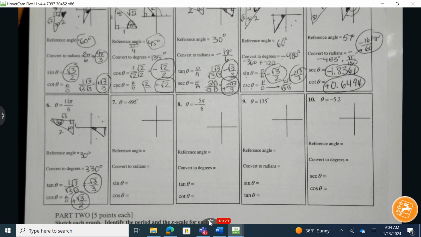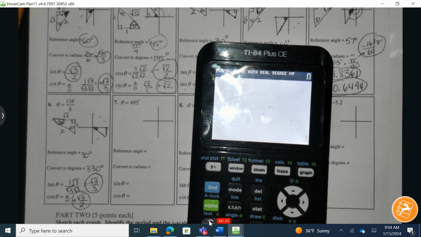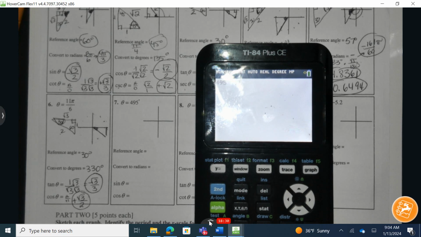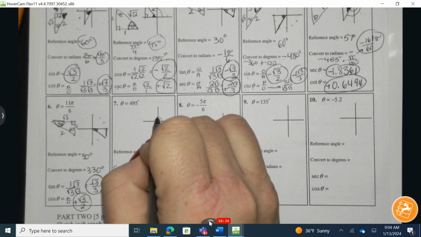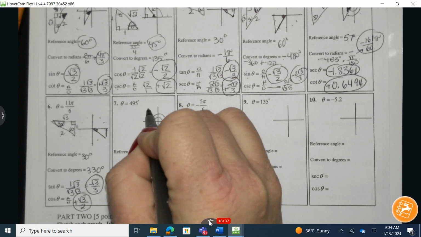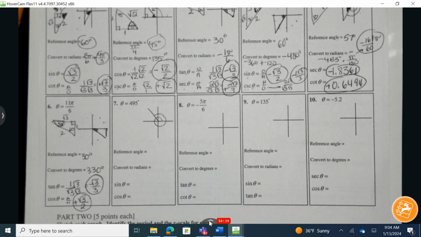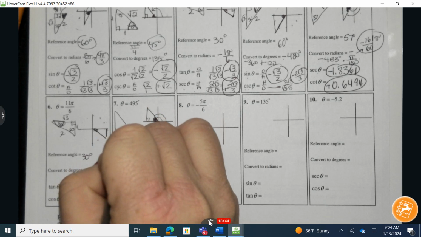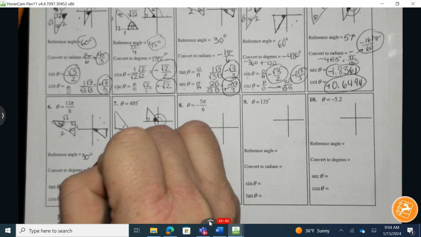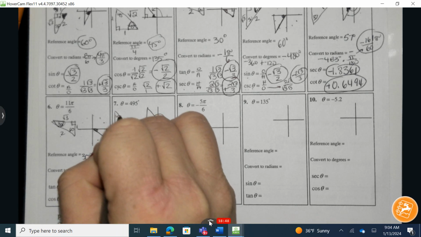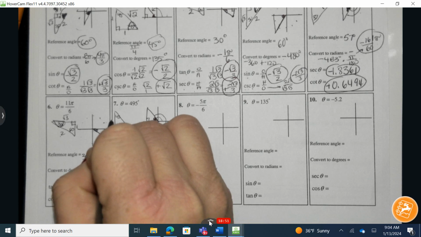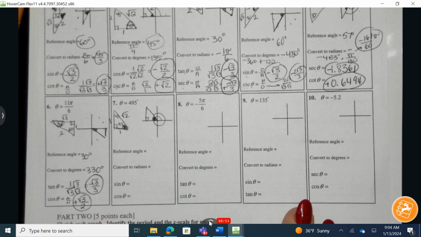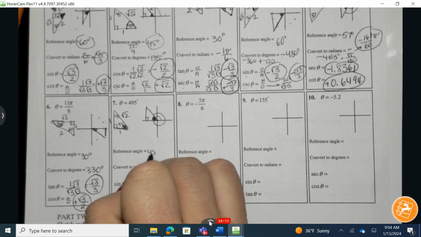495 is more than 1 revolution. 1 revolution is 360 degrees. So I'm going to take 495 and I'm going to subtract 360 to end up with 135. Okay, so 1 revolution, and then it's going to land right here at this 45 degree mark. This is a 45 degree reference angle, so I'm going to come off to the side and draw this: 45, 45, and 90, which is 1, 1, and radical 2. The reference angle is 45 degrees.